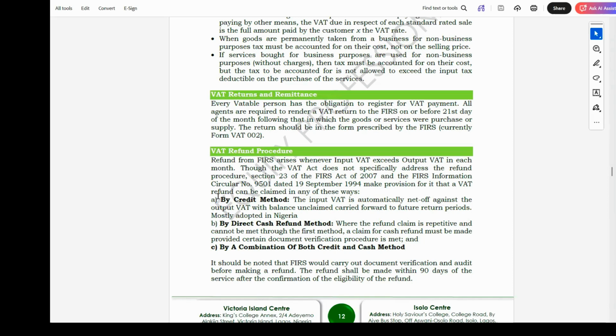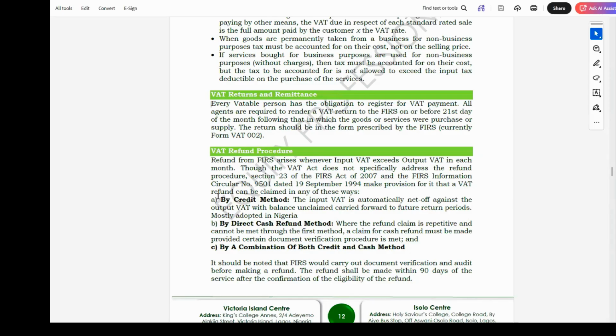It can also be by a direct cash refund method. So you can also request for cash from the relevant tax authority. An agent that is exempted from VAT, if you are an agent that is totally exempted from VAT, that means you are not going to be subject to VAT. So the only time you can get your refund is to request for cash from the relevant tax authority. But requesting for a refund in form of cash from the relevant authority is not always easy.